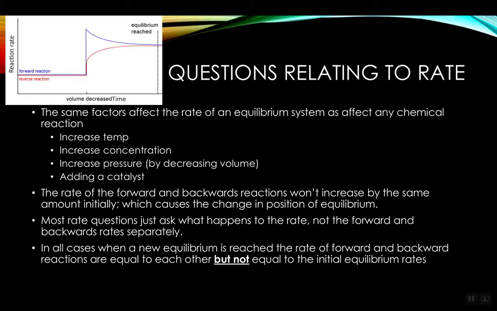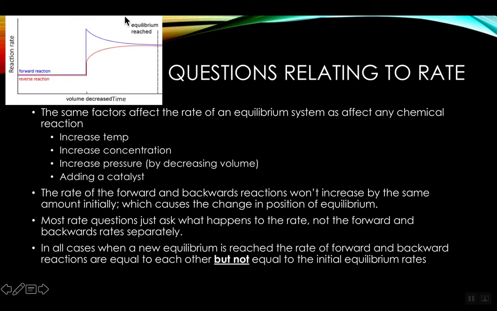So most of the time, if you are asked a question and it says what happens to the rate of the reaction, you ignore the fact that it's an equilibrium system. And you just answer it as a rate of reaction question, because that's what they're actually asking. Okay? The only exception to that is if their question is separately asking you what happens to the rate of the forward and the backward reaction.